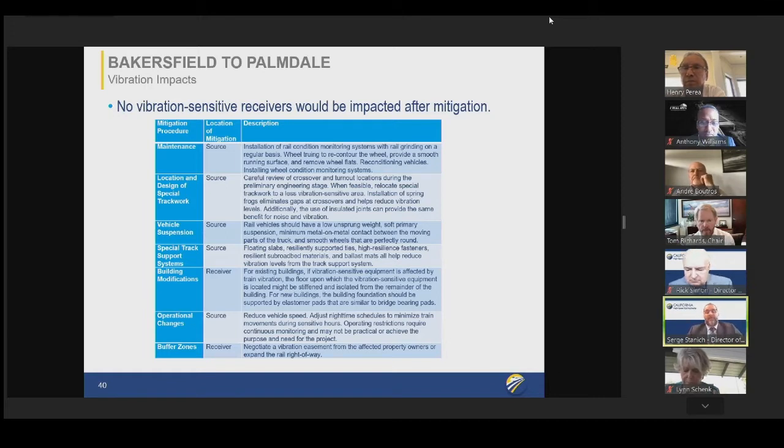There was also a question on mitigation, vibration. The project will potentially result in some vibration as part of construction and operations. We have a number of mitigation measures that we are proposing to incorporate regarding maintenance, vehicle suspension, building modifications, operational modifications, and buffer zones. With the applications of the mitigation measures, I won't read them. These are the ones that are included in the document. We do not anticipate any significant impacts from vibration to sensitive receptors as part of the project after mitigation. So the next slide, please.